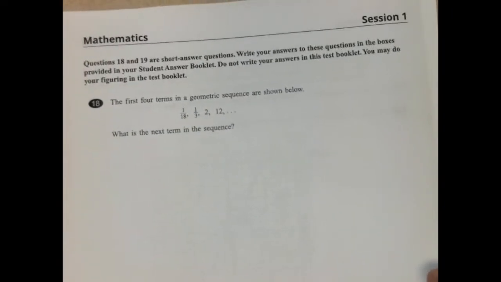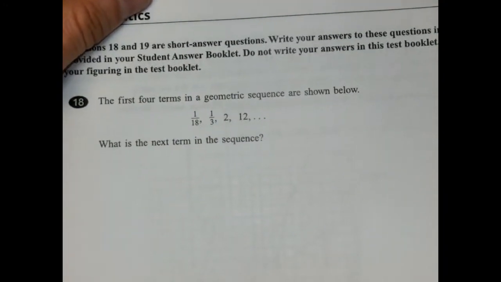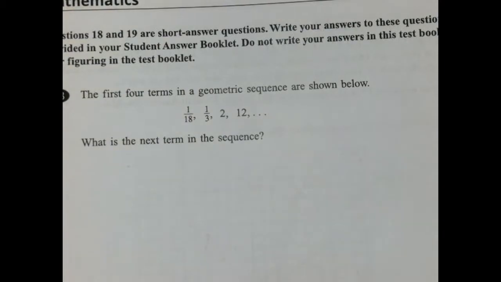Number 18. Okay. The first 4 terms in a geometric sequence are shown below.